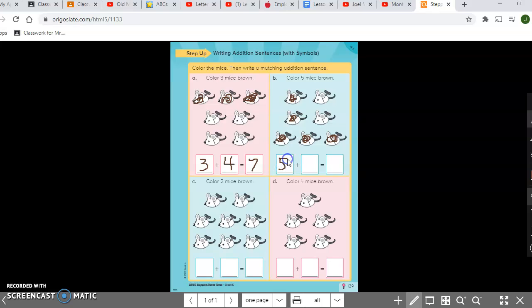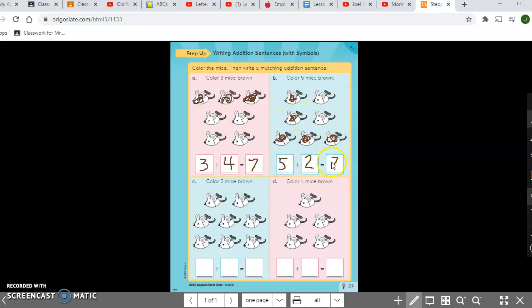Okay? Now, how many are left that were not colored and that are white? I see 2. So 5 brown ones plus 2 equals how many? What's the total? 1, 2, 3, 4, 5, 6, 7. 7. Oh wow, boys and girls. Now, do you see what happened here in these last 2? Now, let me just go over this one more time. 5 plus 2 equals 7, or 5 plus 2 is the same as 7.